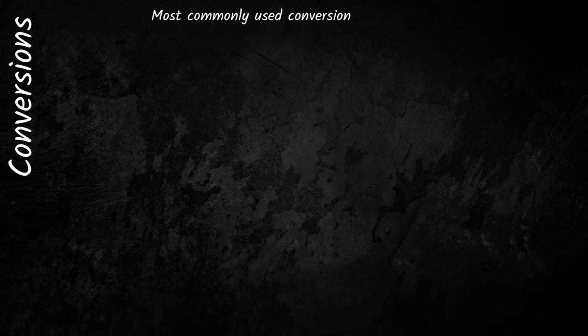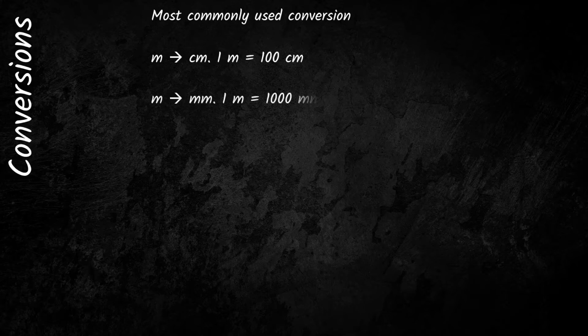Okay, so we need to move on towards some important conversions that you need to remember, and again, these are commonly used throughout your physics course. Meters to centimeters: 1 meter is 100 centimeters. Meters to millimeters: 1 meter is 1,000 millimeters. Kilometers to meters: 1 kilometer is 1,000 meters.